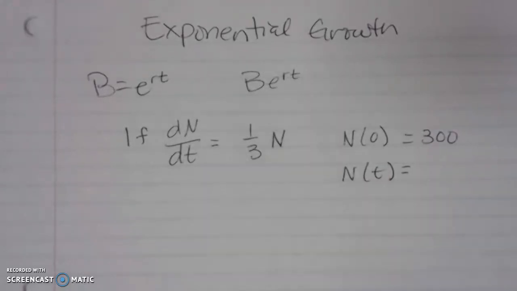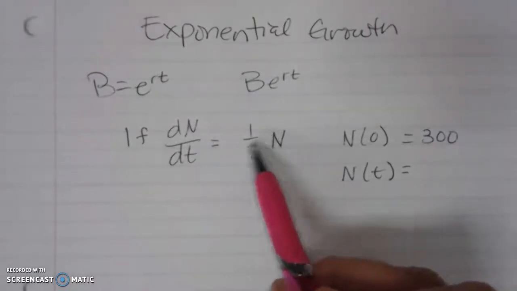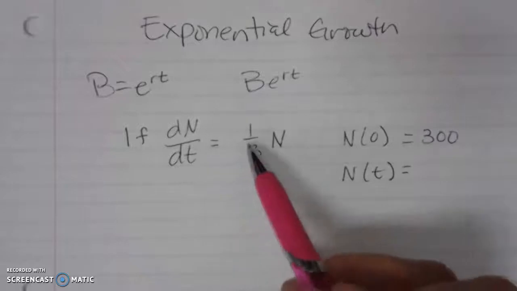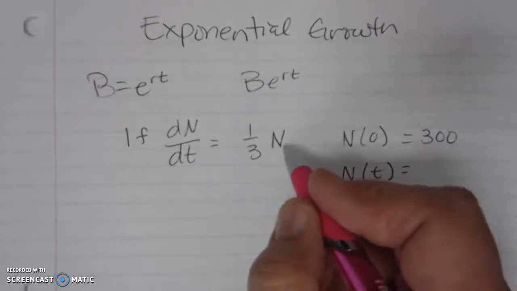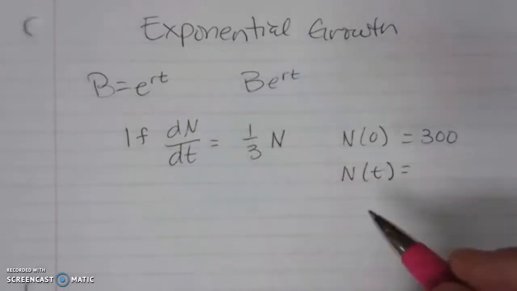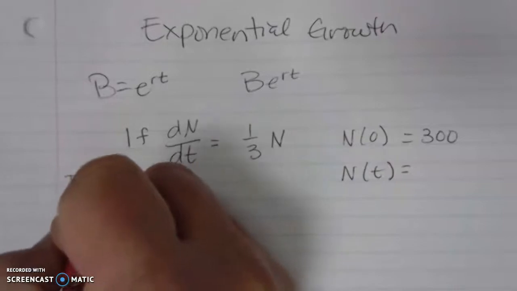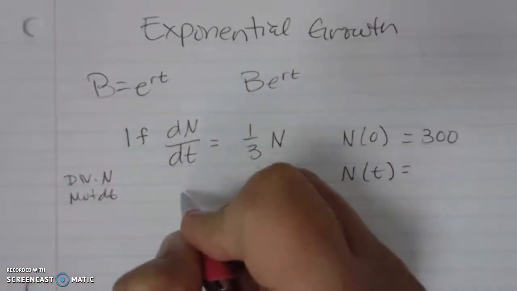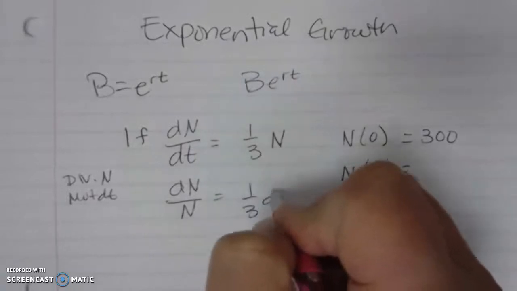So the first thing we need to do is separate the variables. You see how here's an N here and there's an N on this side? Even though this is a t and there's no other t, I can keep this constant. So I'm going to divide by N and multiply by dt at the same time, and what I get is dN over N equals 1/3 dt.